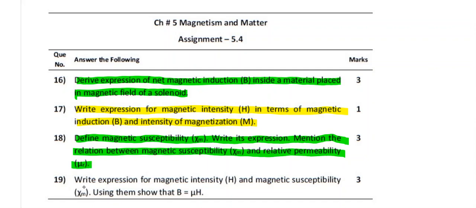And lastly, write expression for magnetic intensity H and magnetic susceptibility chi m, using them show B is equal to mu H. Though we have these four questions in the assignment, actually it is one topic, so we'll treat this as one topic and we will have answer of all the questions.